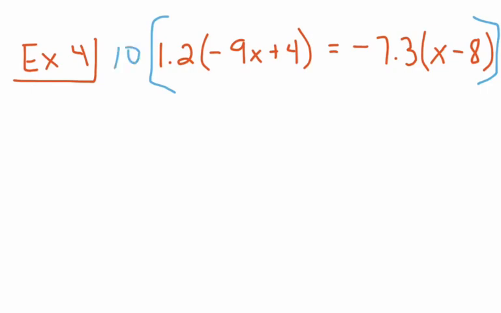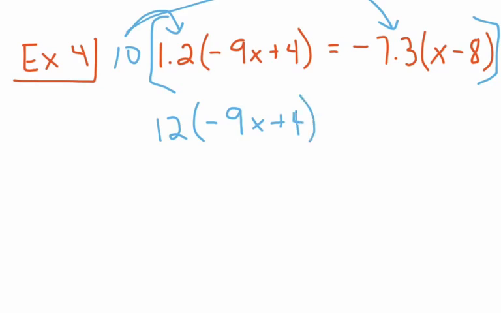So multiplying the entire equation by 10, I'm going to distribute this 10 to this 1.2. I am not going to distribute it to the negative 9x plus 4. I only distribute it to the number out front. Then I'm also going to distribute it to the negative 7.3, but I'm not going to distribute it to the x minus 8. So when I multiply 10 times 1.2, I'm going to get 12. Bring down my negative 9x plus 4. Close parentheses, equal sign. And now on the right side, bring down my negative 7.3 times 10 is going to give me 73 times the quantity x minus 8.